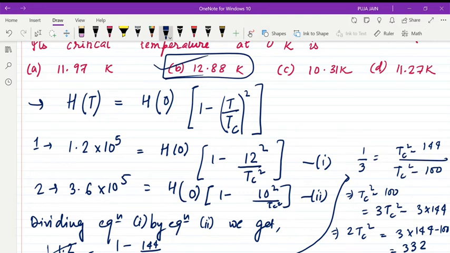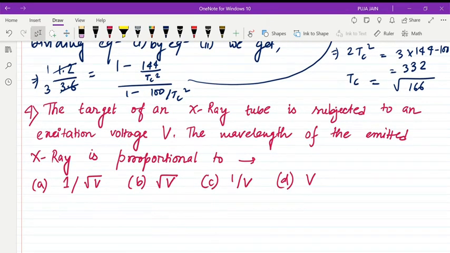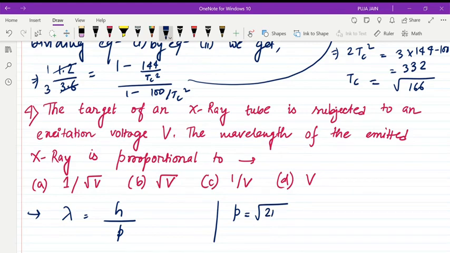Okay. Now question number 4. The target of an X-ray tube is subjected to an excitation voltage V. The wavelength of the emitted X-ray is proportional to. The options are 1 by V, root V, 1 by root V and V. Okay, so first we need to find the wavelength. We will use de Broglie's hypothesis. We know the de Broglie wavelength lambda equals H by P, where H is the Planck's constant and P is the momentum. Again we know P equals root 2mE, where E is the energy.